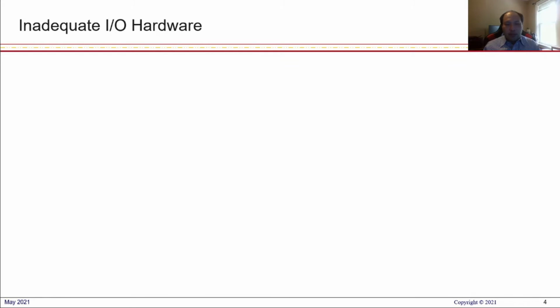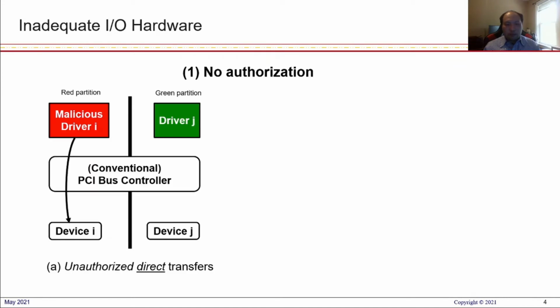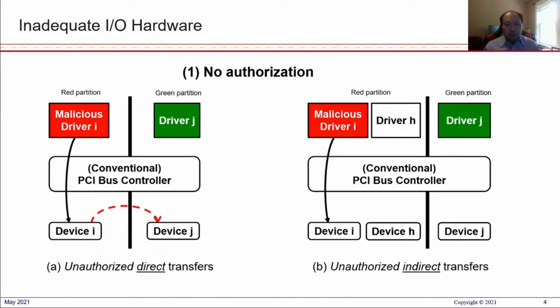Here we illustrate 4 attacks that violate IO separation when using inadequate IO hardware. Recall that conventional PCI devices can issue peer-to-peer transfers to other devices without providing the sender device's IDs. Because of this, a malicious driver I can configure device I to access device J without any authorization. This enables unauthorized direct transfers.